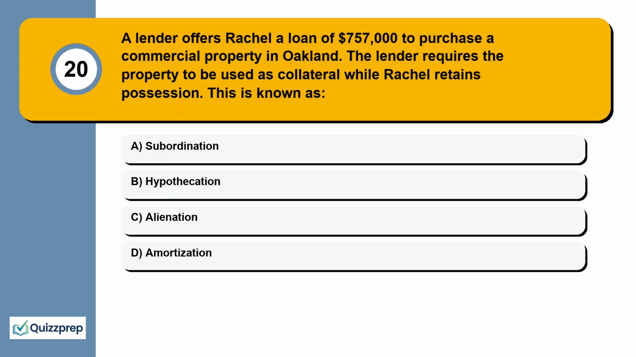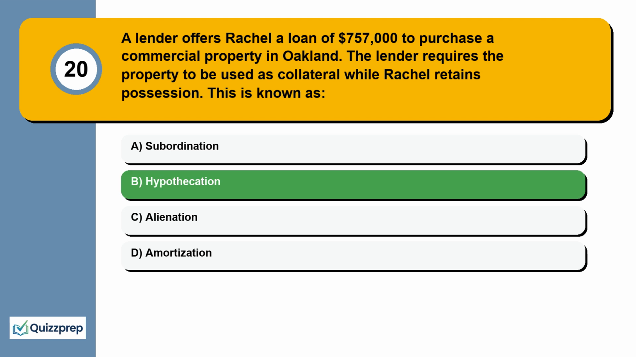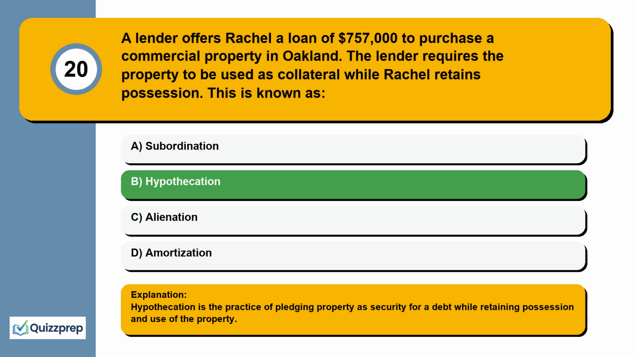Question 20. A lender offers Rachel a loan of $757,000 to purchase a commercial property in Oakland. The lender requires the property to be used as collateral while Rachel retains possession. This is known as subordination, hypothecation, alienation, amortization. Hypothecation is the practice of pledging property as security for a debt while retaining possession and use of the property.